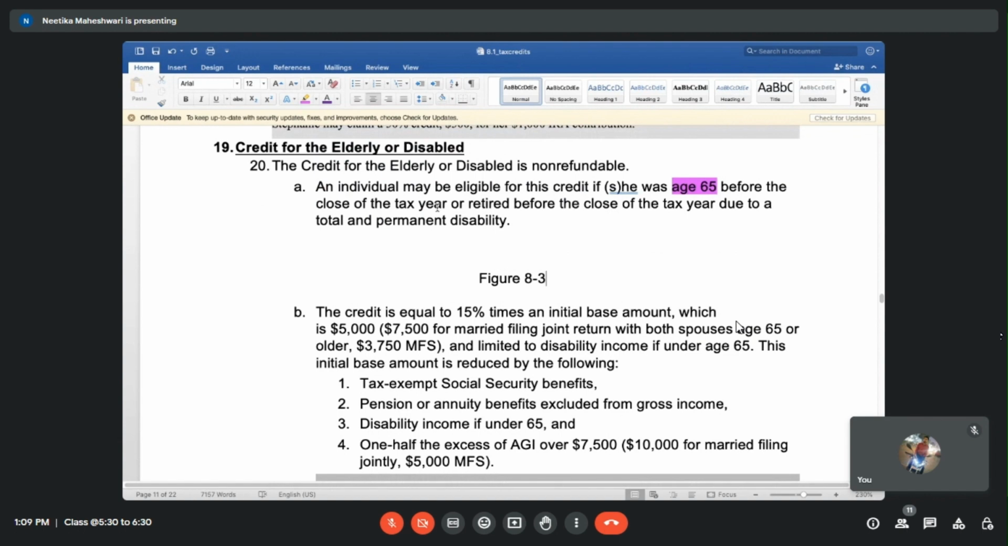Or retired before the close of the tax year due to a permanent disability. Even if the person may be below 65, the person may have some kind of permanent disability, physical or mental, something must have happened and the person is not able to work. So even that is a genuine condition that needs to be taken into account. Not necessarily that this is the only condition, that you reach 65, then only you'll get the credit. This credit is for elderly or disabled.